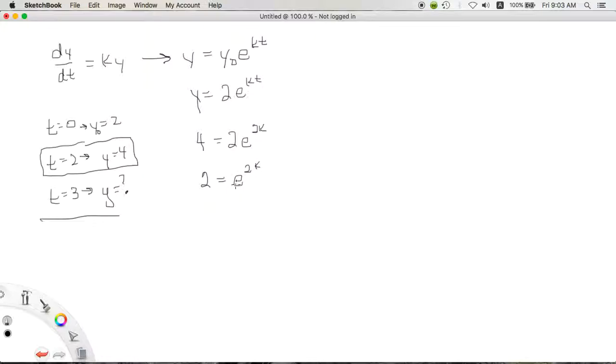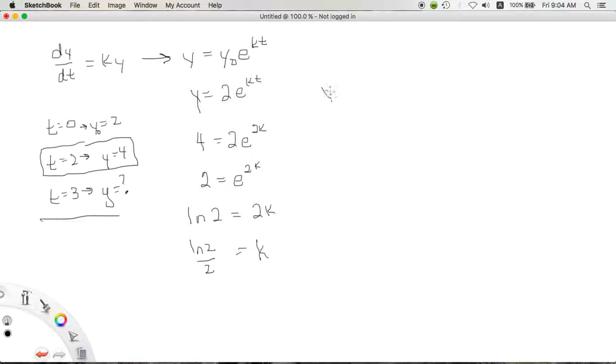Now, of course, when we have a variable in the exponent, that means we want to go from exponential to logs. So that means we have the natural log of 2 is equal to 2k. So our k is the natural log of 2 divided by 2. Now, most of the time you're going to want to just leave that as the natural log of 2 divided by 2, not put it in decimals, because in decimals you're going to end up with an error. But if you leave it like this, it won't be.